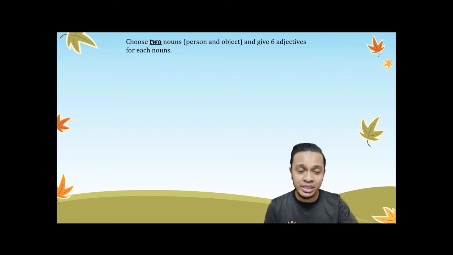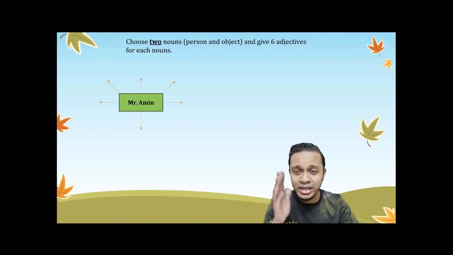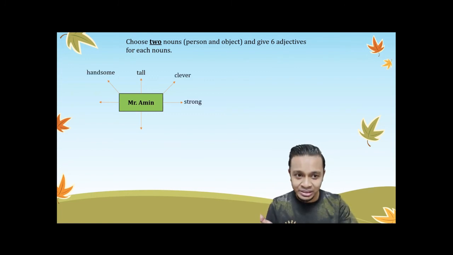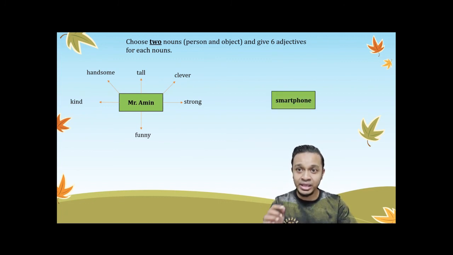As for me, I chose Mr. Amin as my noun for person, and I'm going to describe Mr. Amin. When I'm looking at Mr. Amin, what are the adjectives that I can say to describe him? The first one is tall, handsome, clever, strong, funny, and kind. So these 6 adjectives describe Mr. Amin. Now, the next noun for object is smartphone. Here I choose smartphone, and I need to give at least 6 adjectives about the smartphone. The first one is small, and then light, blue, thin, and expensive.